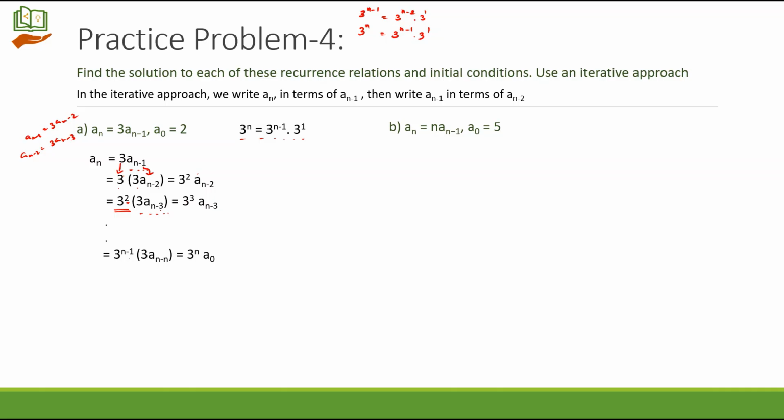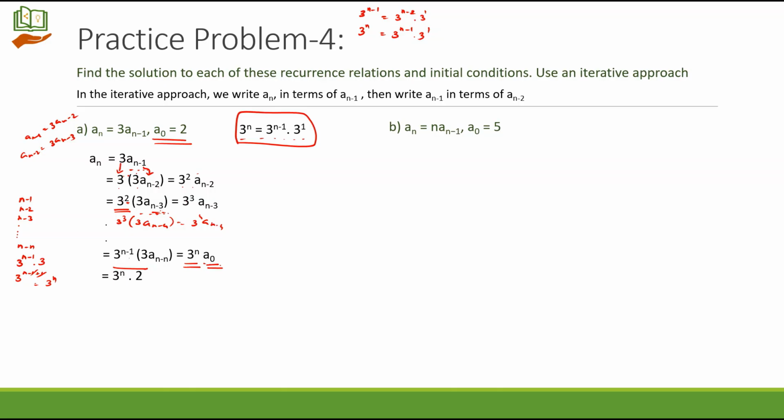It is a0. Similarly, we will have 3 power n minus 1 into 3, which will give you 3 power n minus 1 plus 1. Automatically this will be 3 power n. This is what we are going to use. So this will become 3 power n ultimately. What is a0? It is given as 2. So this will be written as 3 power n into 2.